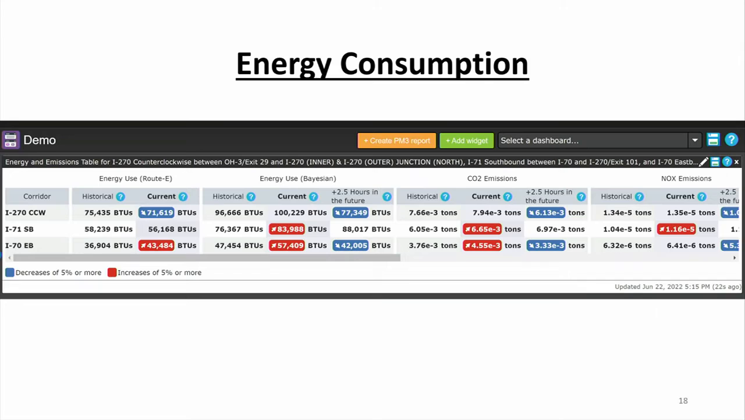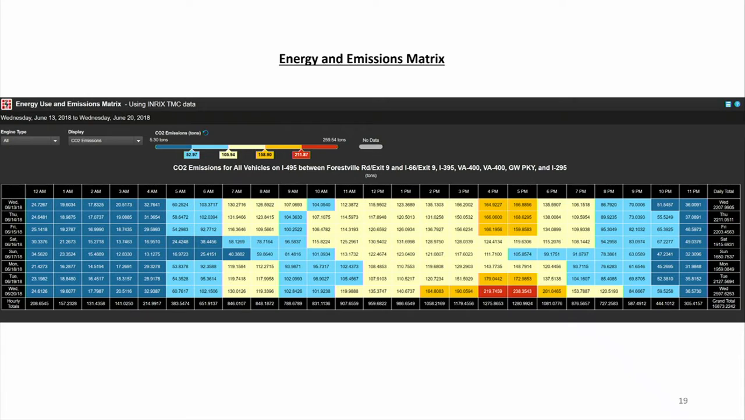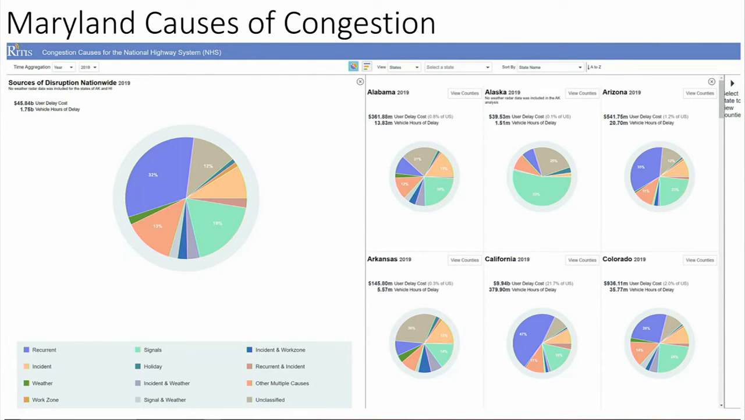And this requires getting registration data from the Motor Vehicle Administration, so we know what types of engines are out there, how many of the vehicles are diesel versus plug-in hybrid versus full electric, and that sort of stuff. And being able to look at this over time. So this is a matrix where you see by day of week and by hour of day how much CO2 emissions there are, or again, we'd have other energy measures up here as well, and adding that in.